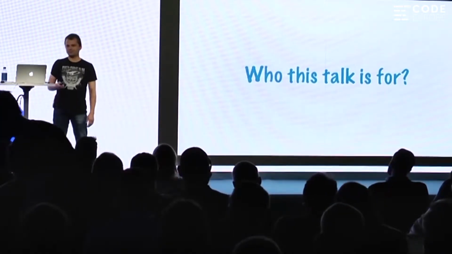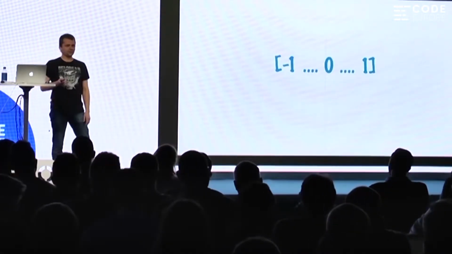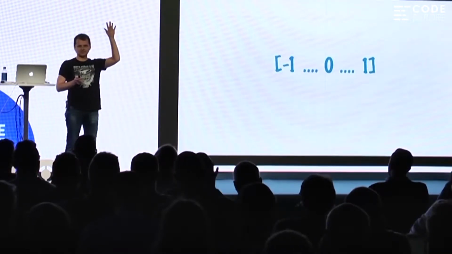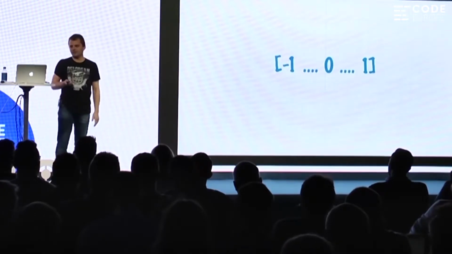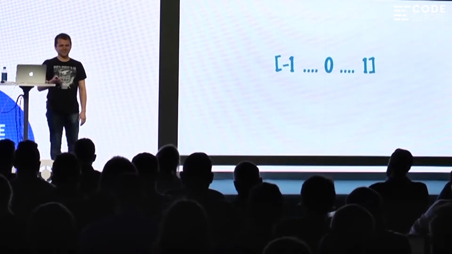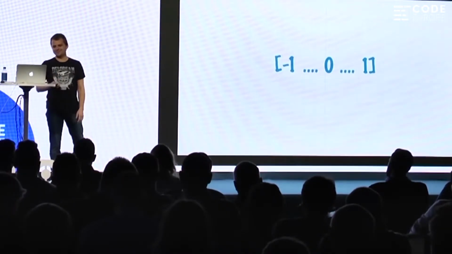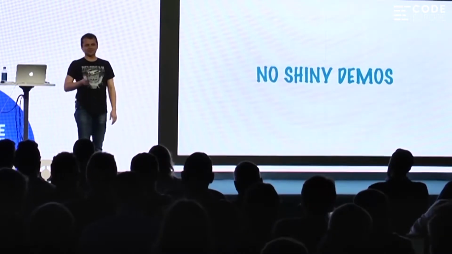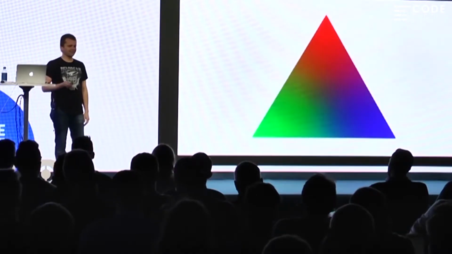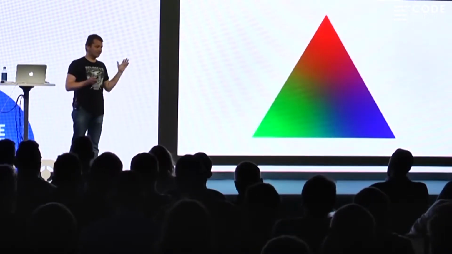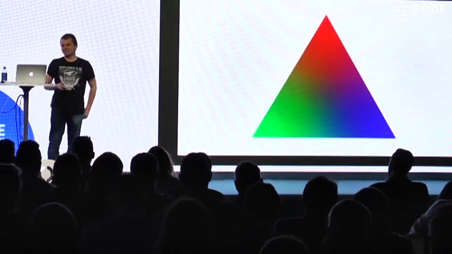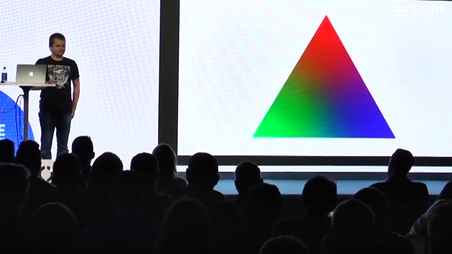It's a lot of people. So do you know why this range of numbers from -1 to 1 is relevant? Raise your hand, please. Okay, a couple of people. If you know, then I'm not sure if you can learn anything more. I won't feel offended if you leave. And there won't be any shiny demos. We're going to draw the triangle and add multiple colors. So if it's not interesting, I'm not holding you here, I won't feel offended. Now is your time.